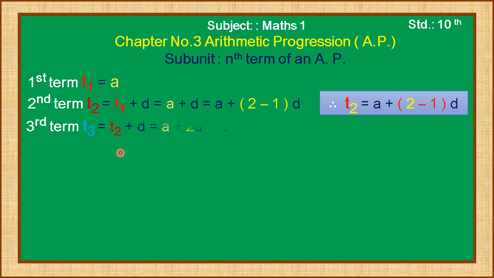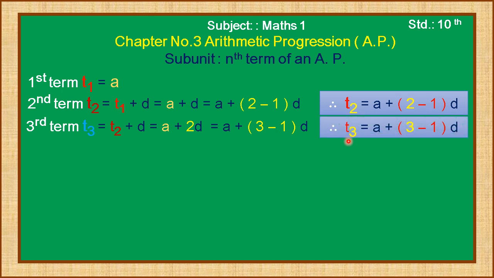The next step, the third term T3, how can I write it? T2 plus D is equal to A plus 2D. Here the coefficient of D is 2. For this 2, we can write 3 minus 1, the subtraction term 3 minus 1. Therefore, the third term T3 is equal to A plus (3 minus 1) D.